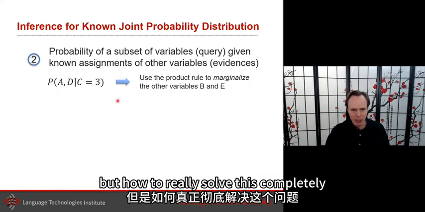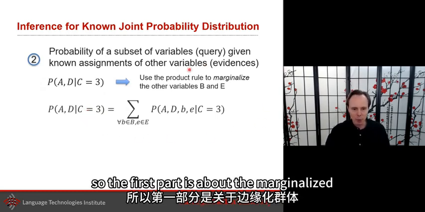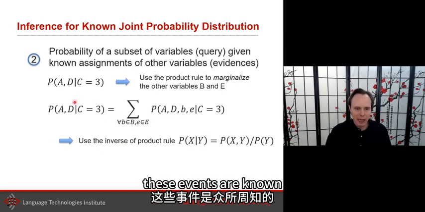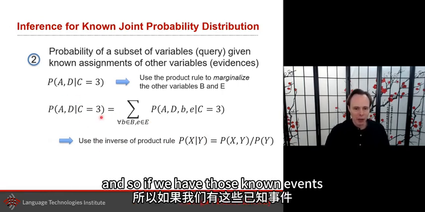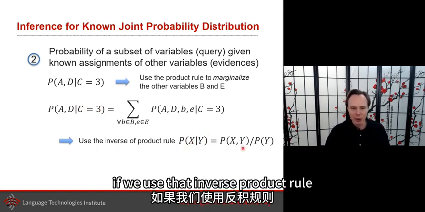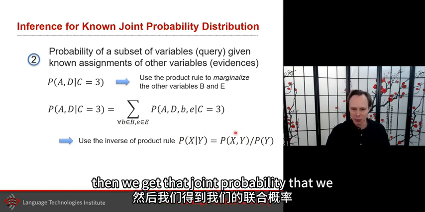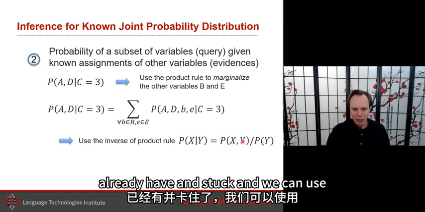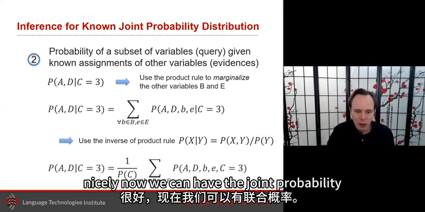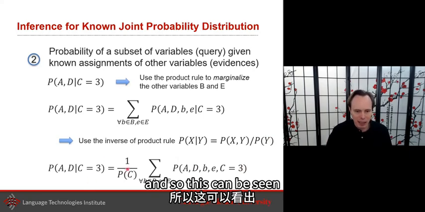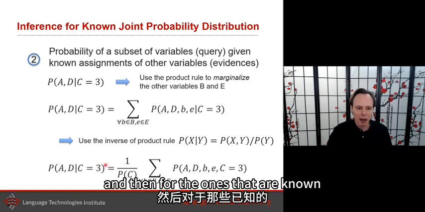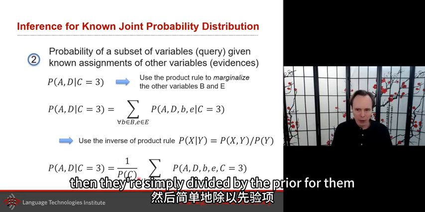But how to really solve this completely, it's not just about B and E. The first part is about marginalizing, but the second part is that we have this conditional probability, so these events are known. If we have those known events, then we can use the inverse product rule. If we use that inverse product rule, we get the joint probability that we already have in stock, divided by the prior on all of the assigned ones. What you see here is you marginalize over the variables that were not part of the query, and for the ones that are known, they're simply divided by the prior for them.